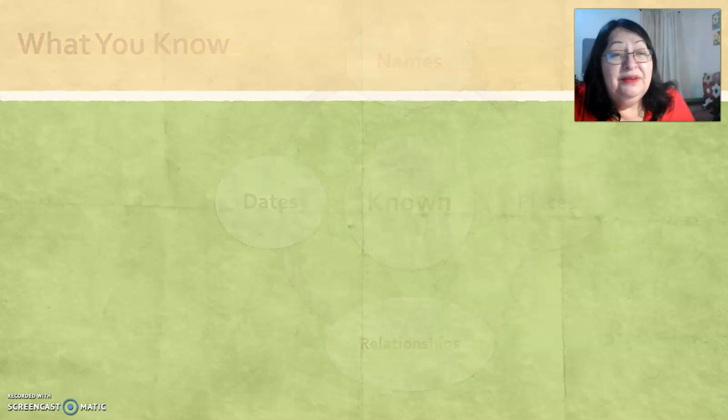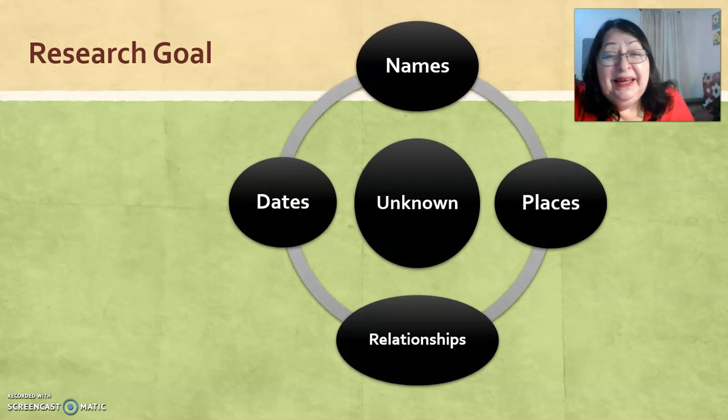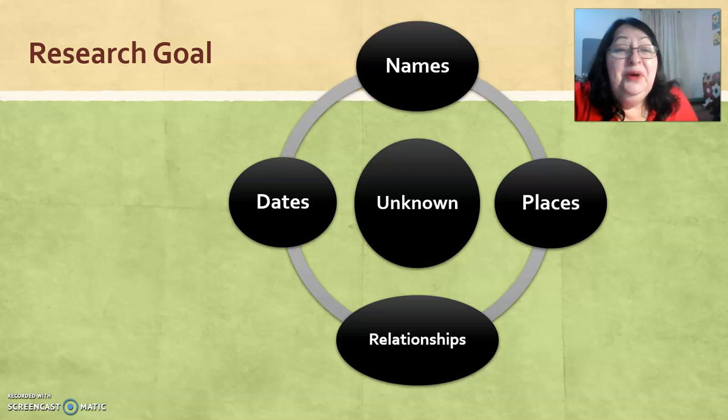And then from there, once you have put all those pieces together, your research goal goes from known to the unknown. Here is where you're going to try to uncover those relatives that you don't know, those ancestors that you want to go back those several generations. And same thing, you're going to try to find their names, their dates, places that they lived, where they died, where they got married, and make sure that you record the relationships.